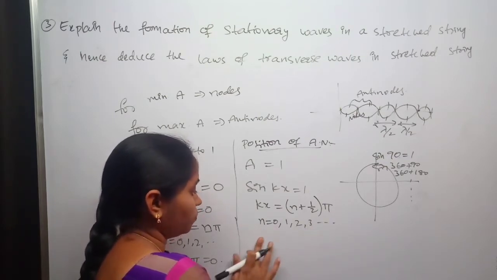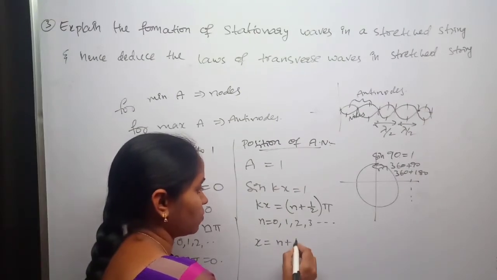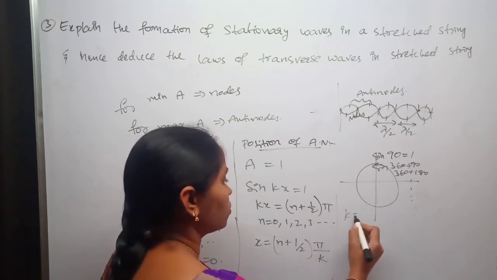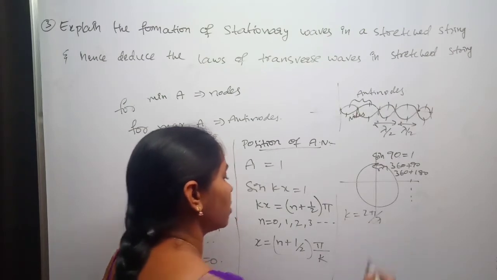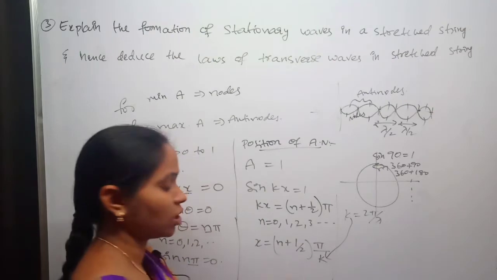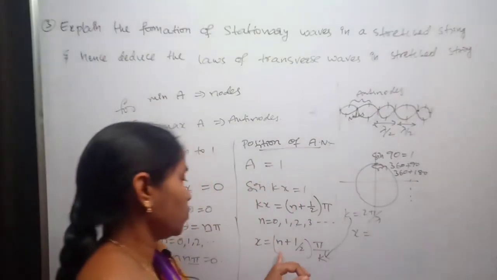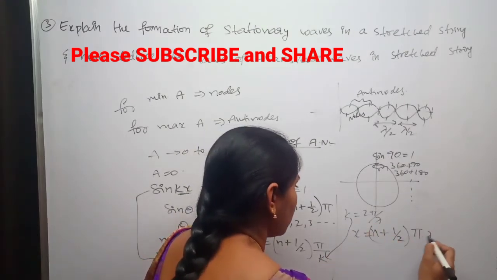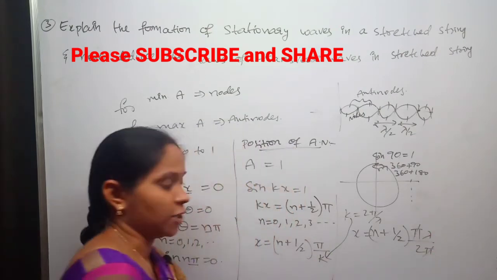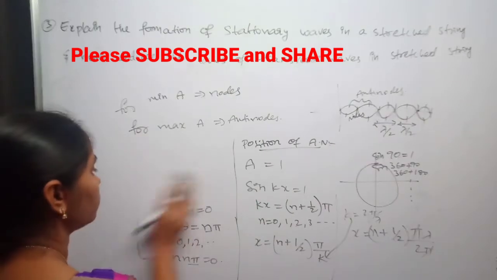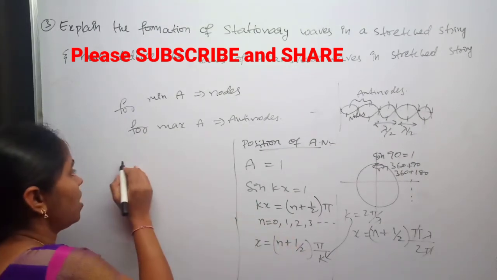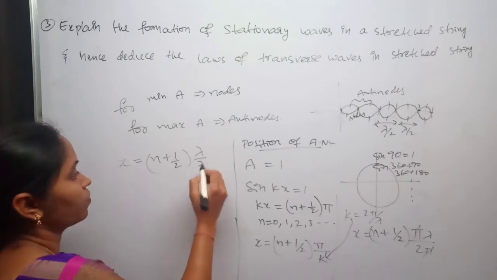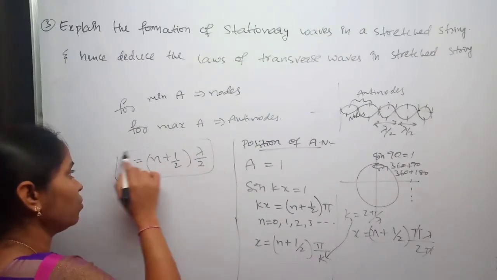And this x is equal to (n plus 1 by 2) into pi by k, and we know that k is equal to 2 pi by lambda. On substituting this value in this equation, the positions of antinodes will be equal to (n plus 1 by 2) times of pi into lambda by 2 pi. Pi gets cancelled. Therefore x is equal to (n plus 1 by 2) times of lambda by 2. At these positions we will have antinodes.